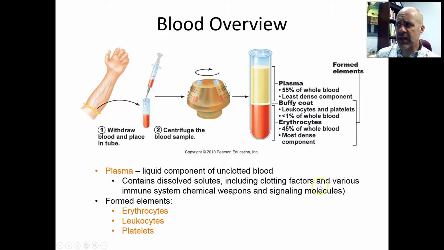Also in your plasma, you have clotting factors. So you guys learned about blood clotting in Biology 202, and that's an important aspect of helping to prevent infections as well.